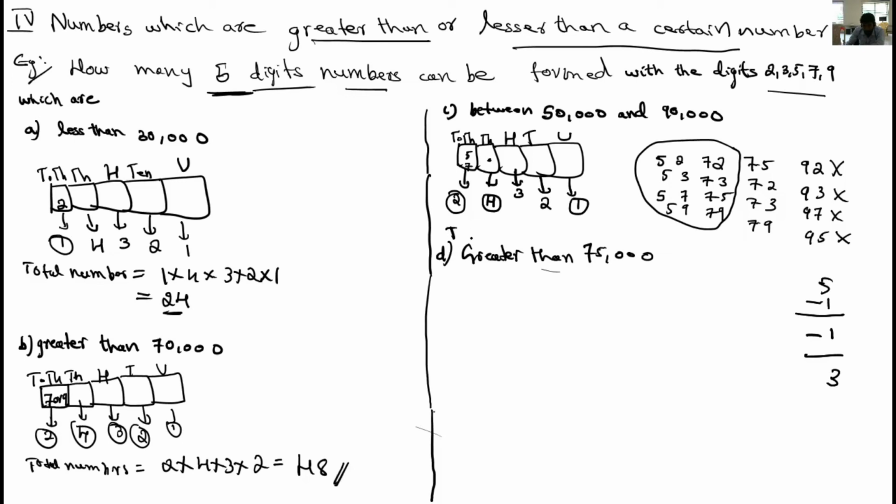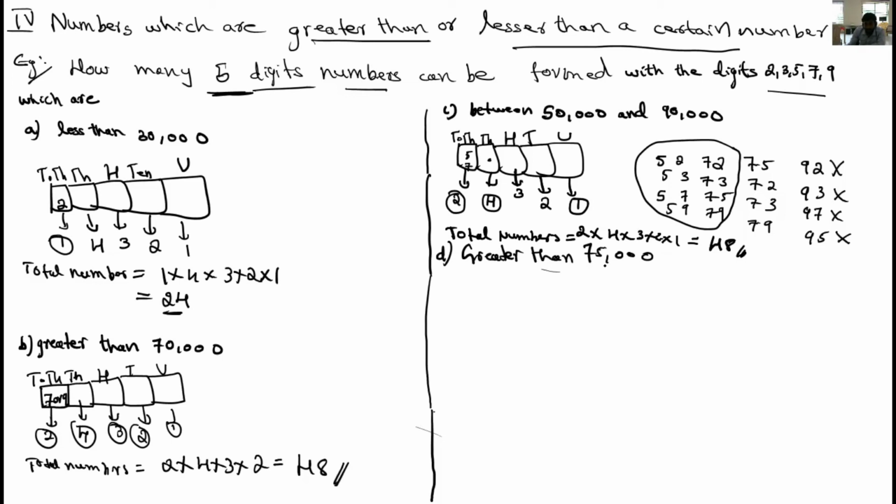So total numbers is equal to 2 into 4 into 3 into 2 into 1. It's equal to 4 2s are 8, 8 3s are 24, 24 2s are, it's equal to again 48. Okay, the answer may be the same in the second case and third case, but the arrangements are different. Okay, see the next question, greater than 75,000.